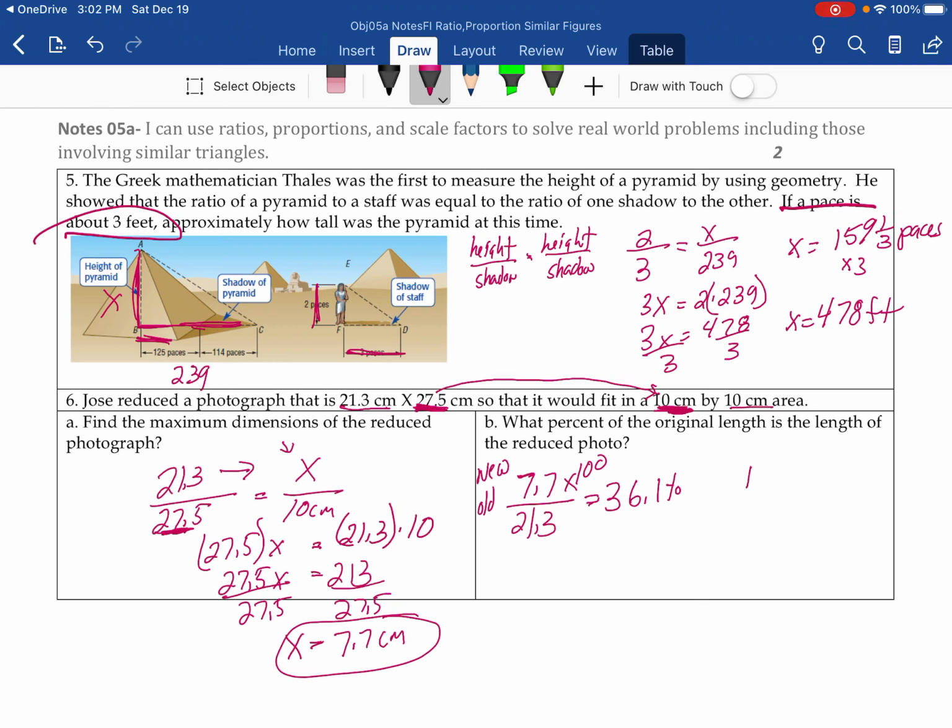You could do the same thing with the other dimension. Your new length is 10, your old length was 27.5. So 10 divided by 27.5, and that is also times 100, and that's going to be about 36.4%. Okay, so it's 36.4% of the original, which seems about right. And that's it.